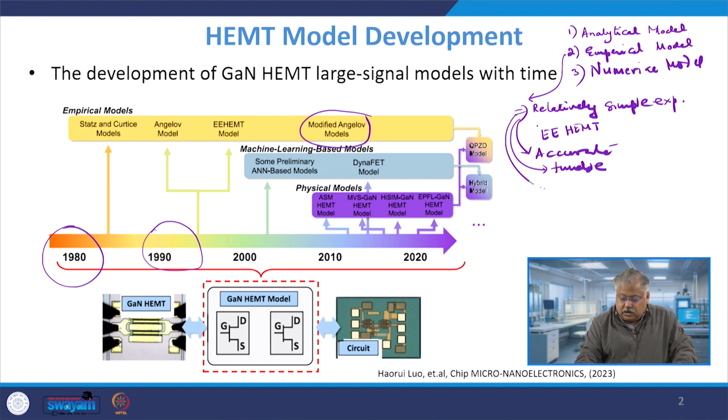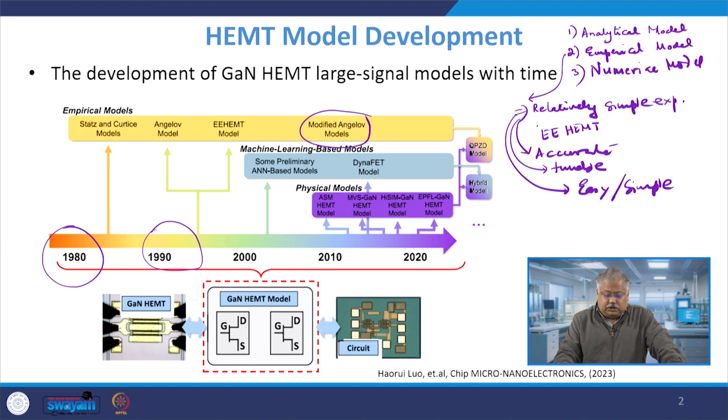And the third thing is that they are relatively easy and simple to actually design. So these three things give an advantage for the formulation of these models, and they're relatively accurate as well.